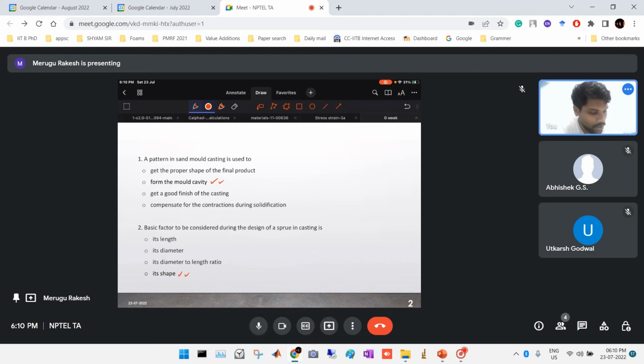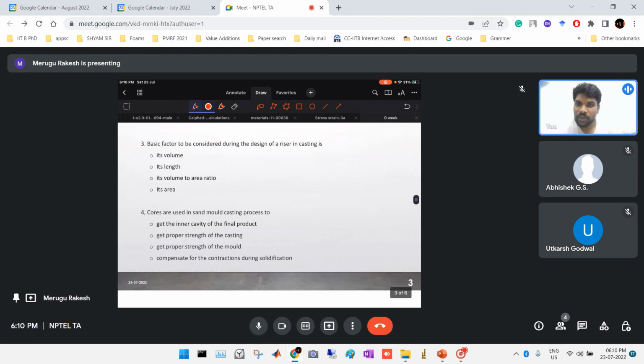So the next question is: the basic factor to be considered during design of riser in casting. If you think, the riser is mostly there to give material during liquid contraction. So it should be the last thing to solidify. It should have a very high volume to low surface area ratio. So that's the third option. It should have a very high volume to area ratio, so that the volume is more and the heat content in it will be more. So it can remain in molten form to compensate for the liquid contraction during solidification.